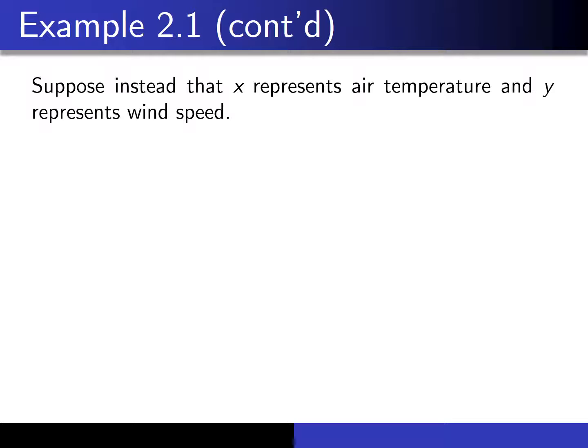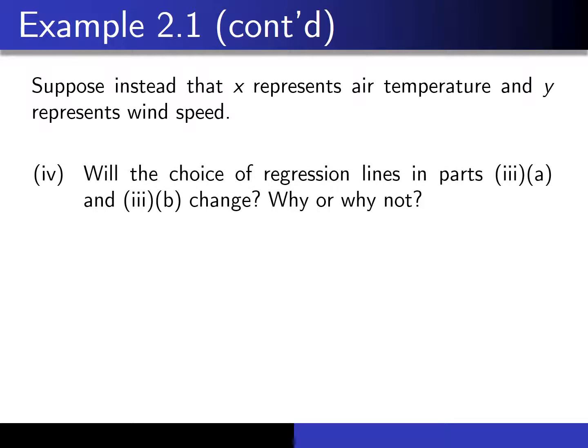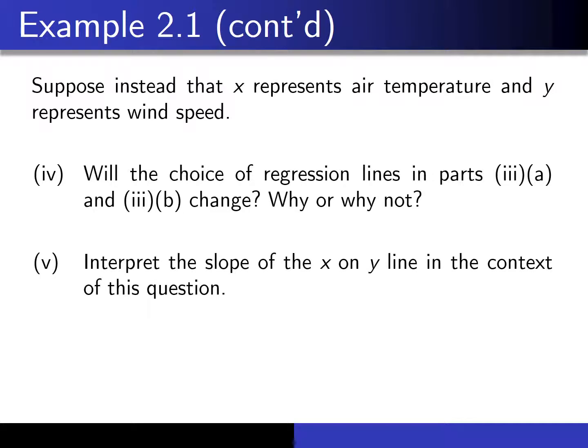Suppose instead that x represents air temperature and y represents wind speed. Part 4. Will the choice of regression lines in parts 3a and 3b change? Why or why not? Part 5. Interpret the slope of the x on y line in the context of this question.